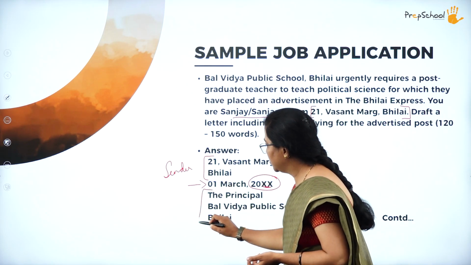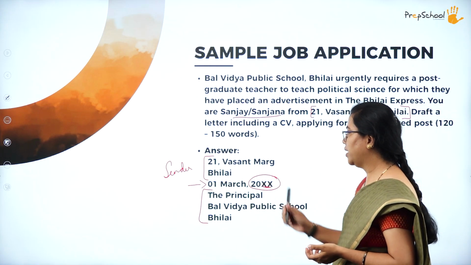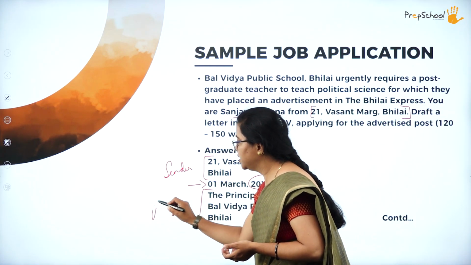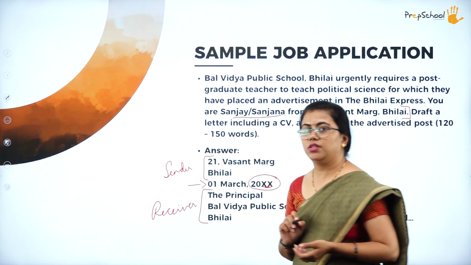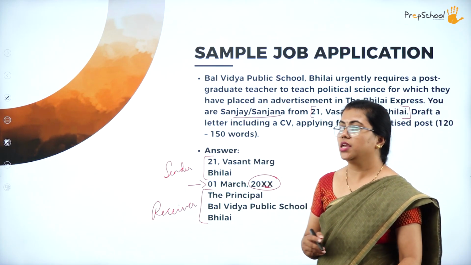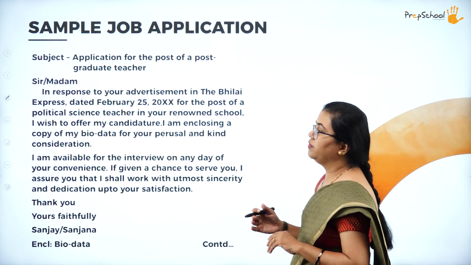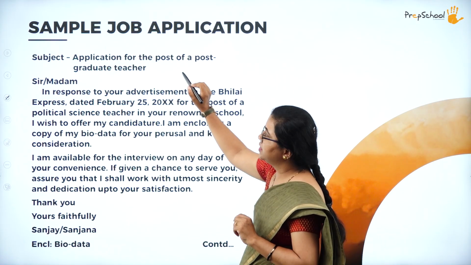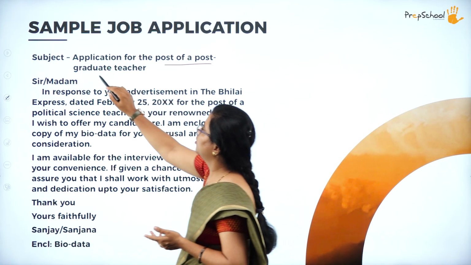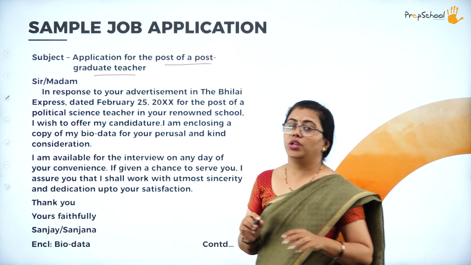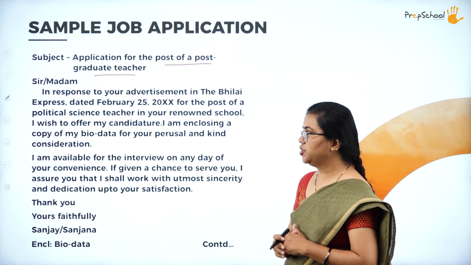Then the receiver's address, the person to whom the advertisement is addressed. That one we are writing over here. So this is the receiver. This person will receive the job application. So this is the first part of the letter. Then we go to the subject line. It is just a heading as to what you are applying for, the post of a postgraduate teacher. You need not write political science also. Just write postgraduate teacher.